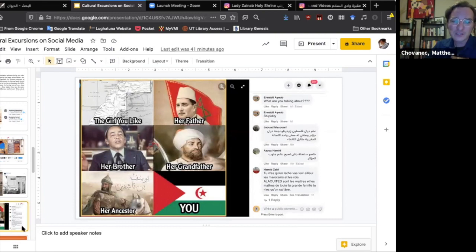So this is King Mohammed II of Morocco. He was the leader of Morocco from the 50s to like 1999. I don't know who this is. I'm assuming this is the founder of Morocco. My Moroccan history is a little bit rusty. I have no idea who this is, and I do not know what this flag is, but this is a meme format that is universal. The girl you like, her father, her brother, her grandfather, her ancestor, like you kind of get the logic of what is going on here.